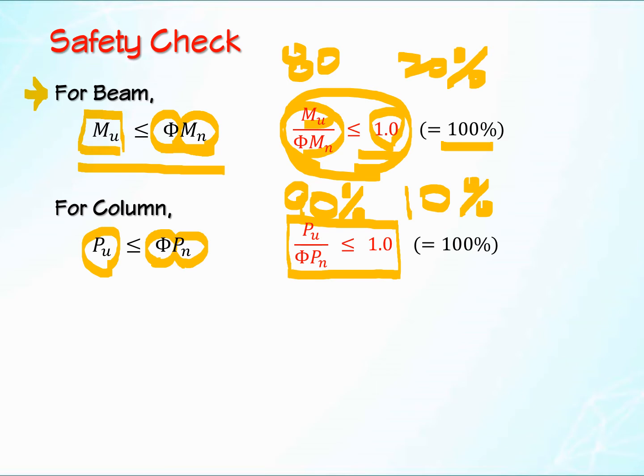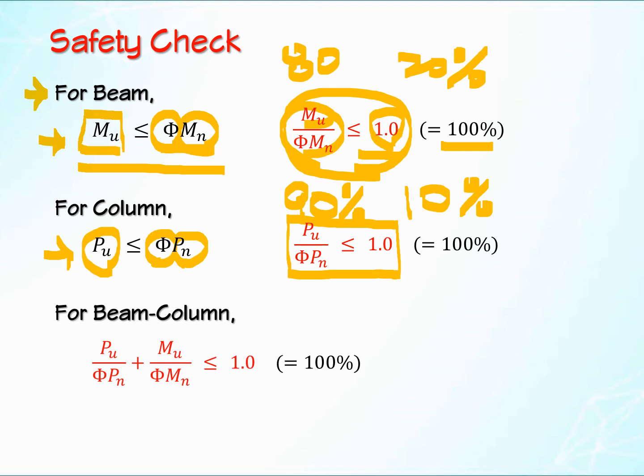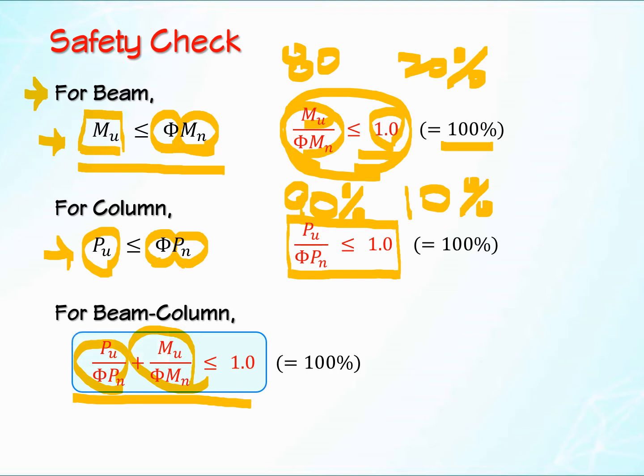If you have axial force and bending moment together, then your equation will be as such. You are going to add up these two to come up with just one equation. And we are going to call this type of combined equation an interaction formula.